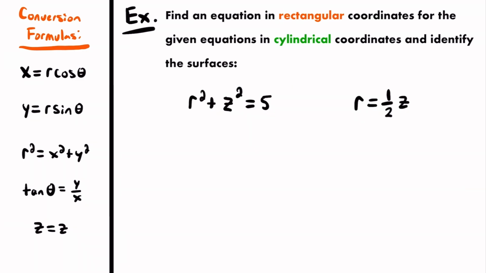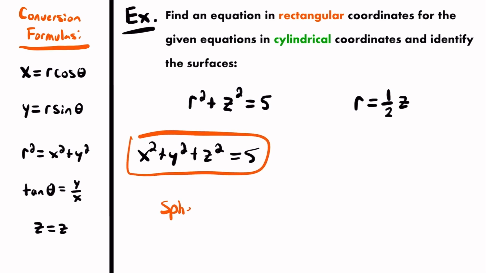Next up, we once again want to find an equation in rectangular coordinates for the given equations in cylindrical coordinates, and we want to identify the surfaces that they represent. And our two equations are r² plus z² equals 5, and r equals 1/2 times z. The first one's pretty simple. We can just replace r² with x² plus y², and we'll be done. So if we do that, we'll have x² plus y² plus z² equals 5. That just represents a sphere, right? Particularly, it's a sphere with a radius of the square root of 5. You just take the square root of the constant that x² plus y² plus z² is equal to.